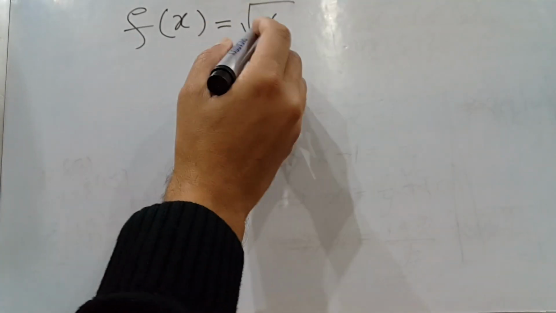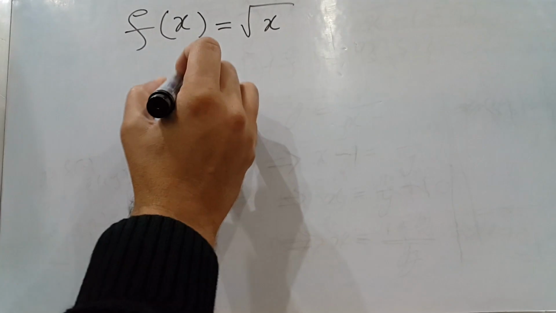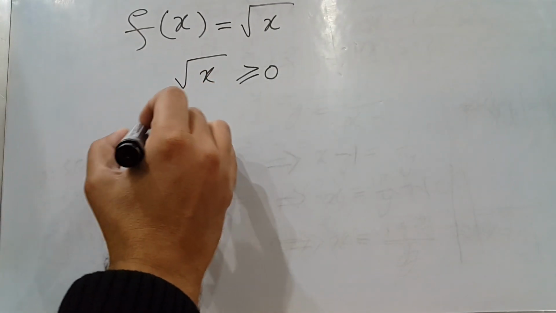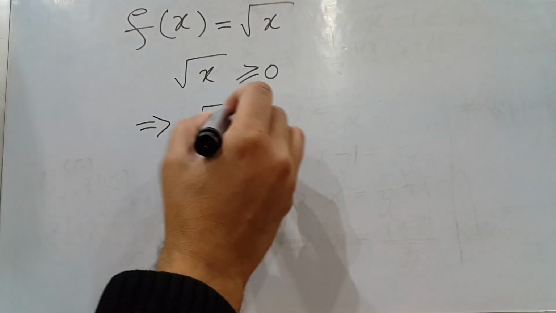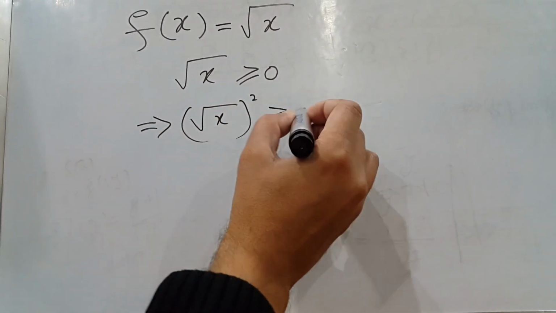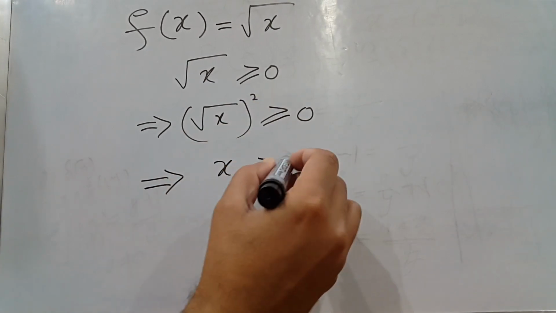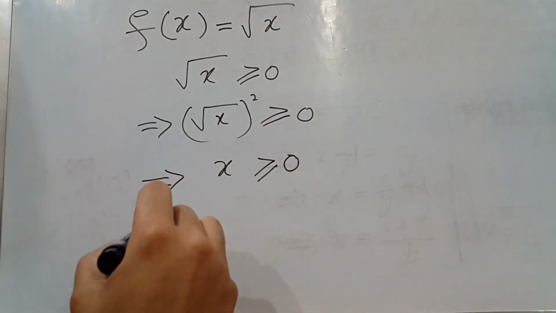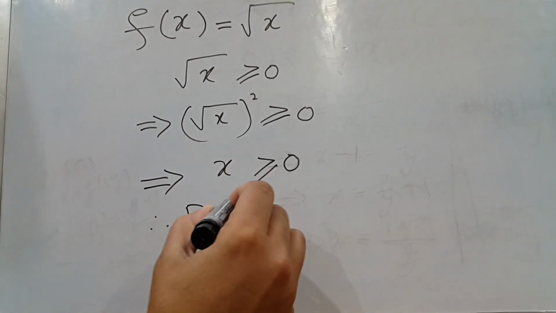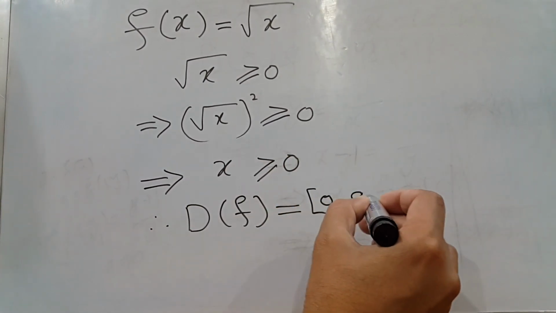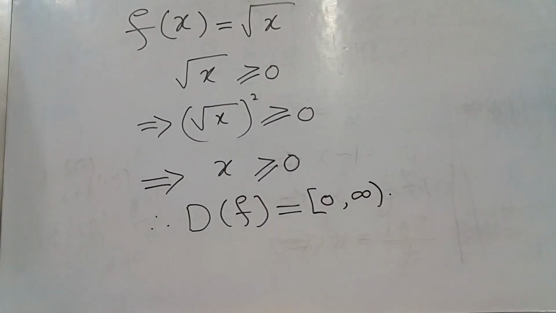Now we find the domain of a function with a square root. Consider square root of x greater than or equal to 0. This implies, squaring both sides, we get x is greater than or equal to 0. This condition tells us the domain of this function. So the domain of this function is equal to the closed interval 0 to plus infinity.